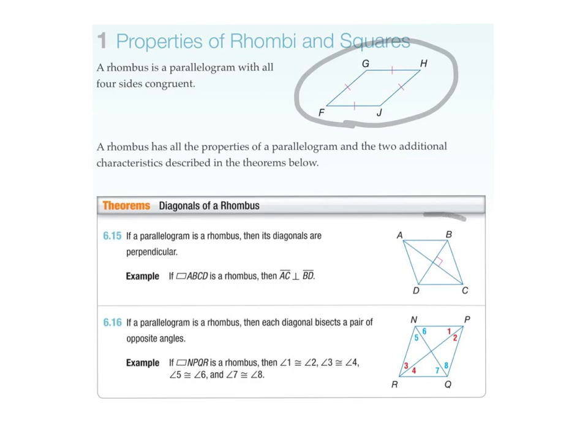Well, when you draw the diagonals, as you can see, all four angles at the center are right angles, and your diagonals are perpendicular to each other. The second property of a rhombus is that when you put down the diagonals from each of the corners, you actually get congruent angles. So 1 and 2 are congruent, 3 and 4. In other words, your diagonal becomes an angle bisector.